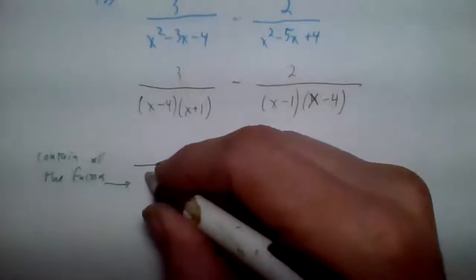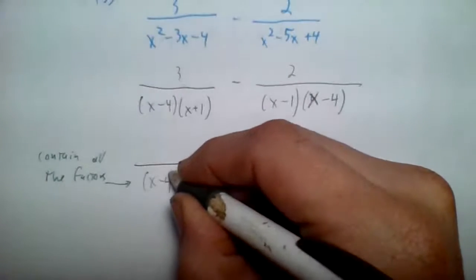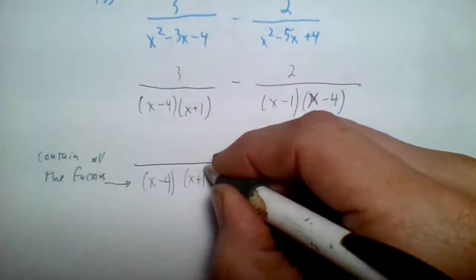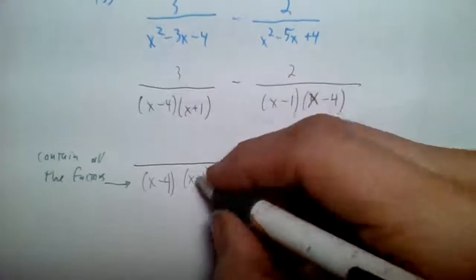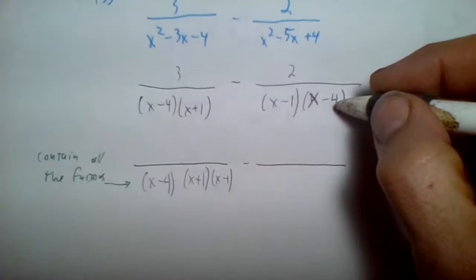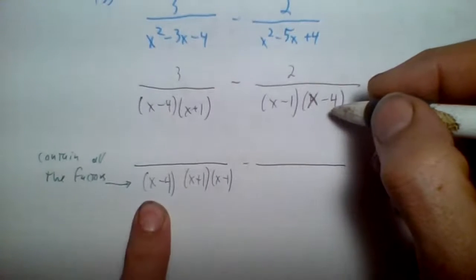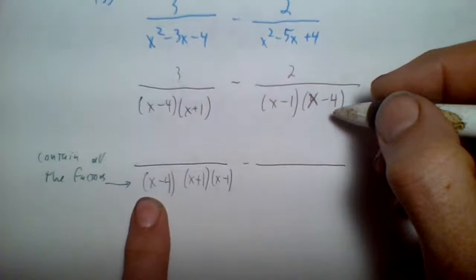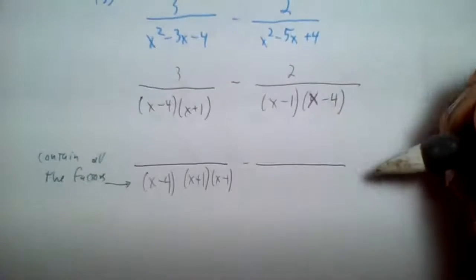It has to contain an x minus 4. It has to contain an x plus 1. It has to contain an x minus 1. And it has to contain an x minus 4, but it already has an x minus 4. Right, I got that already. So those 3 should do it. That contains everything that's on the list here.